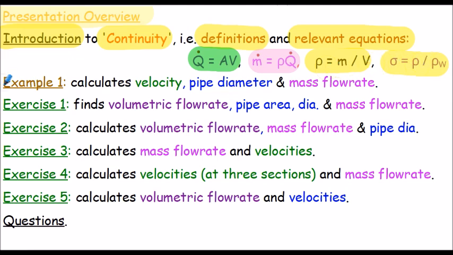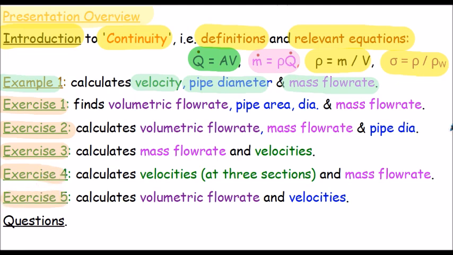We then consider example 1, in which we calculate the velocity, pipe diameter and the mass flow rate of a system. Then we commence the exercises. Exercise 1, 2, 3, 4 and 5. They calculate the various quantities as outlined here. The solutions to the various exercises are briefly outlined within this presentation. The presentation concludes with some questions for you to attempt at your own pace.